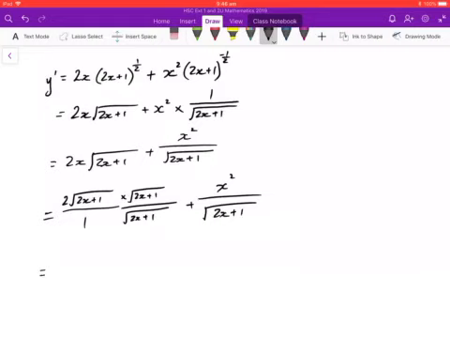Alright, now the top, what happens when you multiply the square root by the square root? So say root 2 times root 2, you just get 2. So root (2x plus 1) times root (2x plus 1), I've missed the x here, sorry.